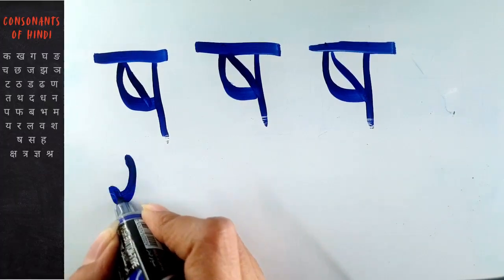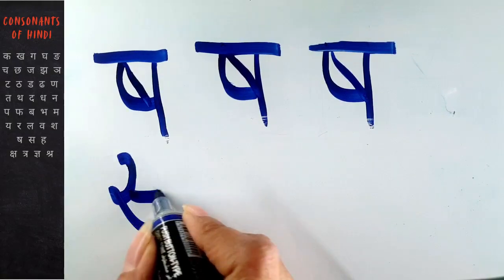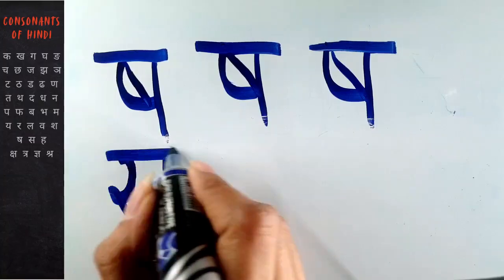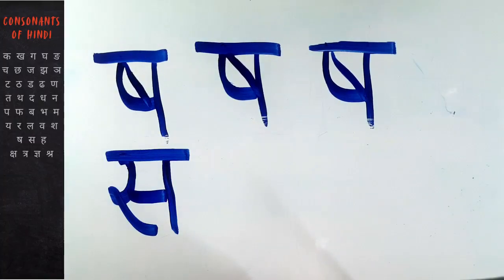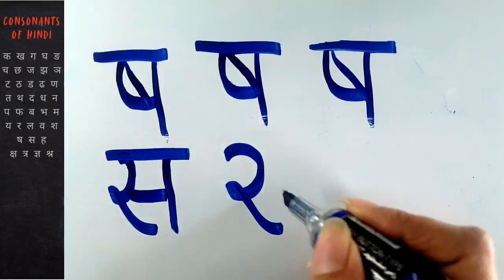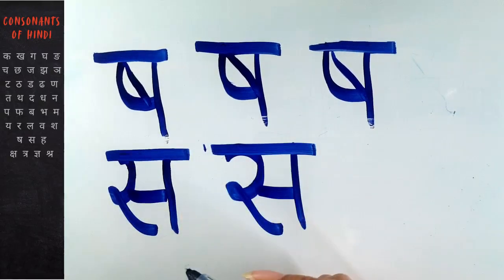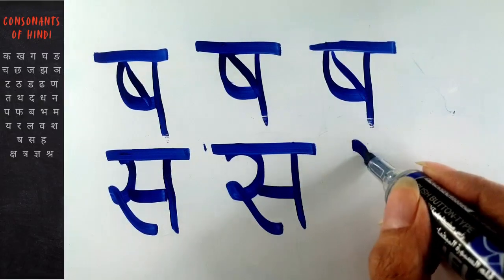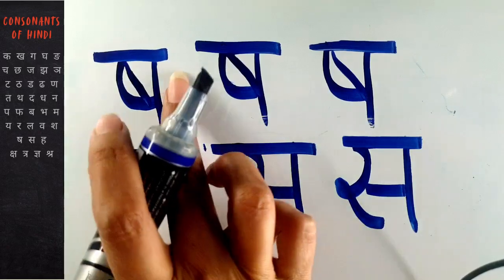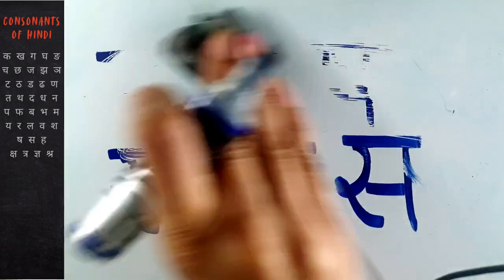Start with a R like this, a horizontal line and a vertical line. This is sa. Once again, like this, and that's sa. Sh, sa. Then we have h.